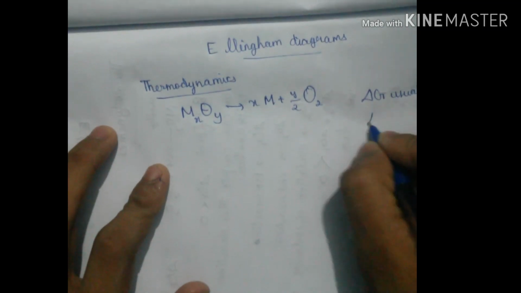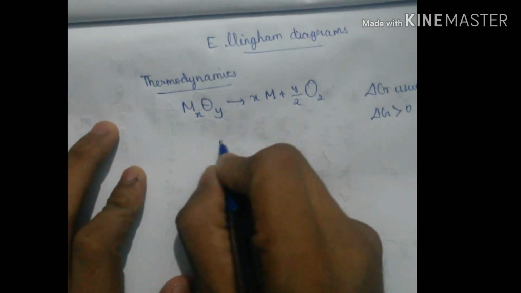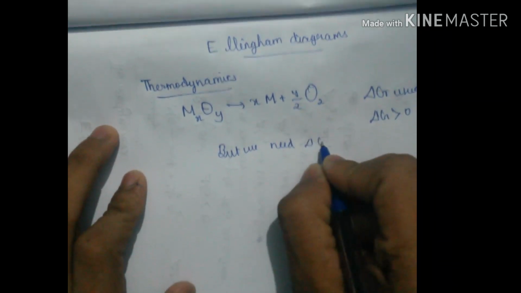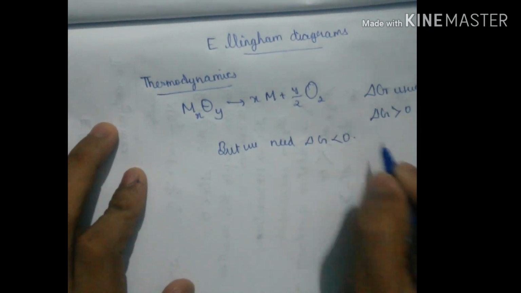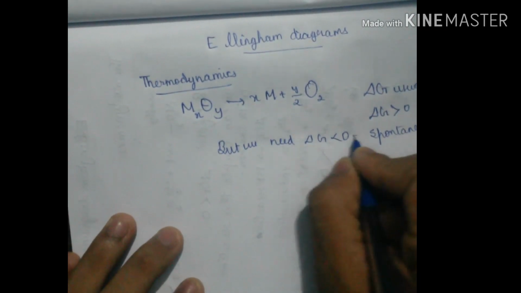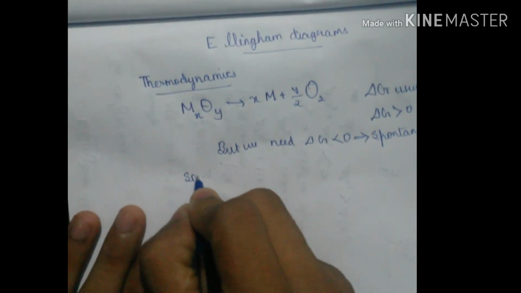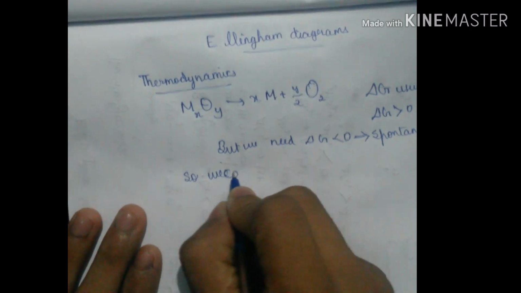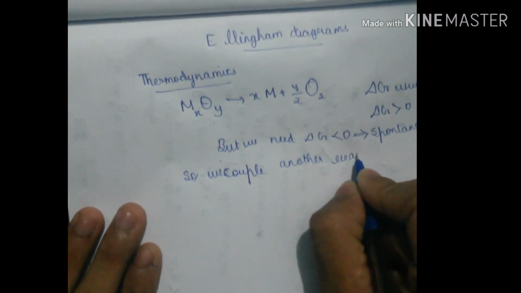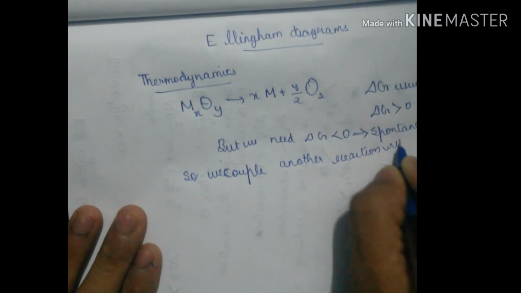But usually most of the metal reductions are non-spontaneous, or their delta G value is greater than 0, but we need delta G less than 0, as only a delta G less than 0 process, that is, if delta G is negative, the process will be spontaneous. Only a spontaneous process will be carried out in this reduction process.